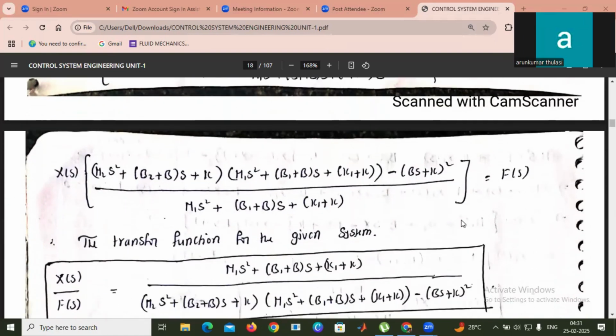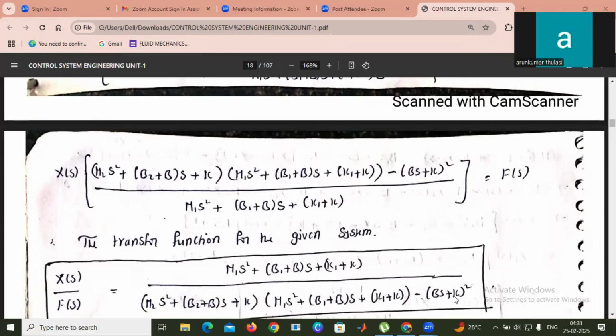So finally we got the transfer function x of s by f of s equals (m1 s square plus (b1 plus b) s plus k1 plus k) divided by [(m2 s square plus (b2 plus b) s plus k)(m1 s square plus (b1 plus b) s plus k1 plus k) minus (bs plus k) whole square]. So this is the transfer function for the given mechanical translation system.